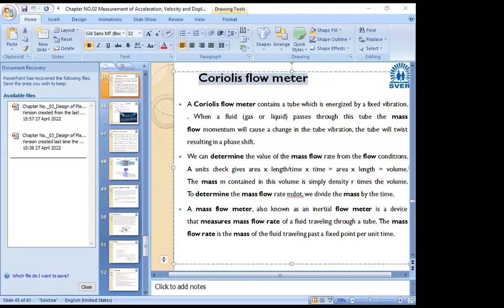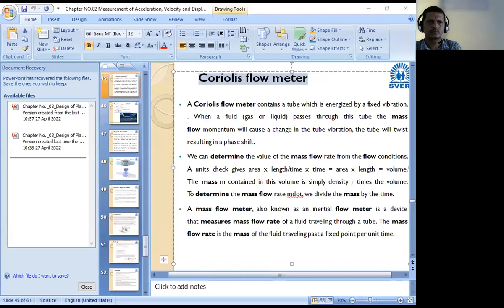Write down the Coriolis flow meter. A Coriolis flow meter contains a tube which is energized by a fixed vibration.